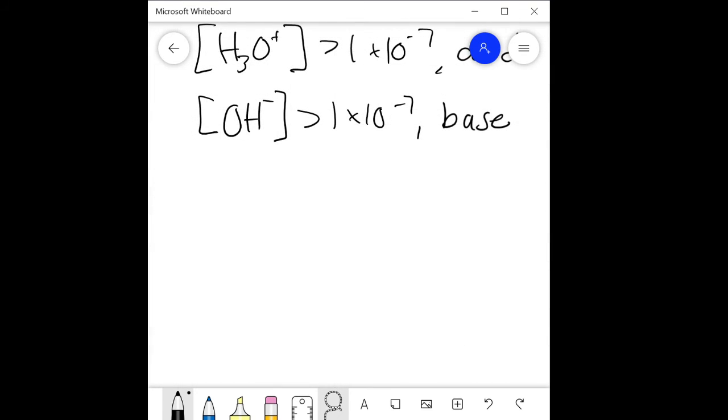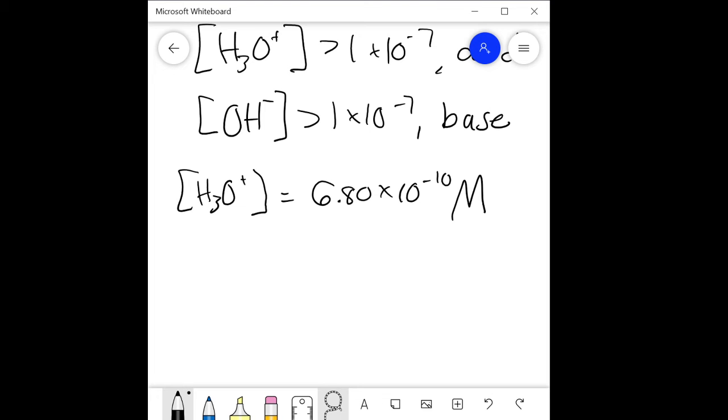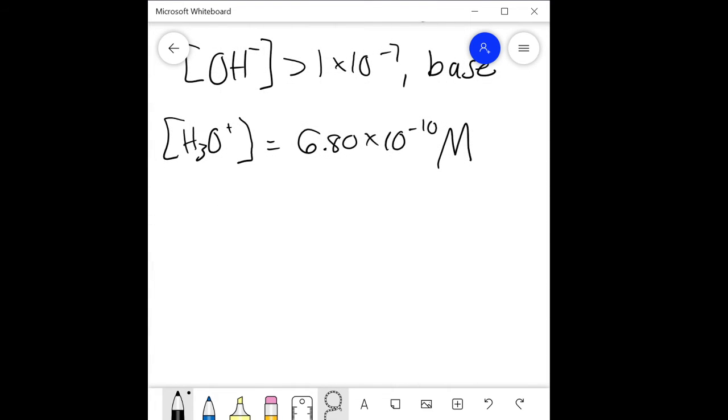Say the question asks us to find the molarity of hydroxide when the molarity of hydronium equals 6.80 times 10 to the negative 10th molar. And then is it an acid or a base? So these are super simple.